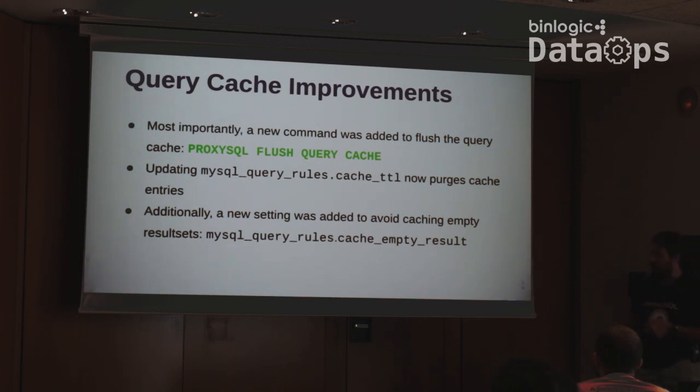Also, we have introduced another column in the MySQL query rules, that is cache empty result. If this is set to 1, that is the default, the query cache is also caching empty result sets, while if it's set to 0, it will cache only result sets that are not empty. This was a specific request from one of our customers, who wanted the query cache to cache results only if there is a result set.